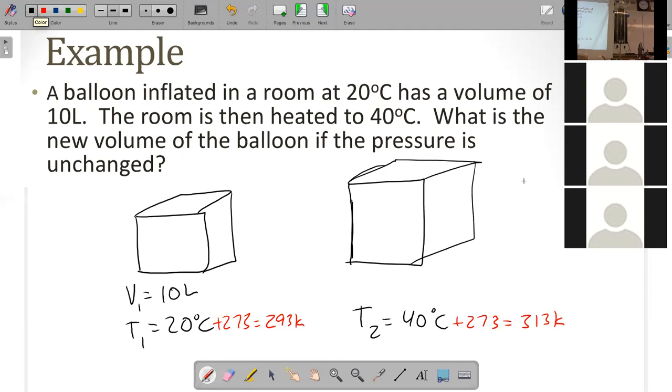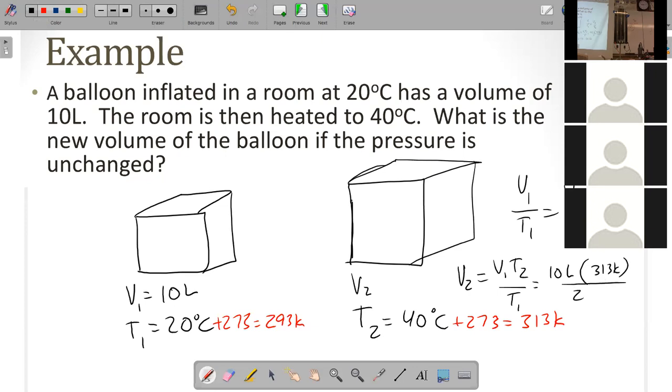So if you go V1 over T1 is equal to V2 over T2, to get the new volume you want V2 by itself. V2 is going to equal V1 T2 over T1: 10 liters times 313 Kelvin divided by 293 Kelvin. The volume doesn't double because the temperature doesn't actually double. It goes to about 10.7 liters. It isn't a dramatic change in the volume.